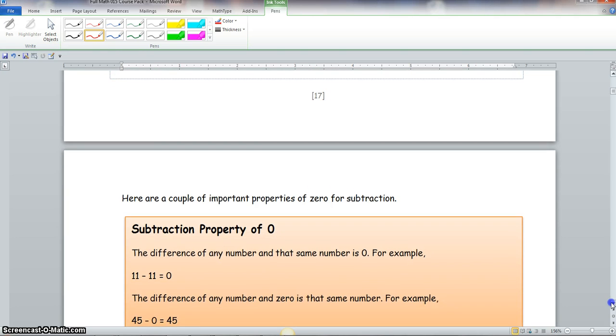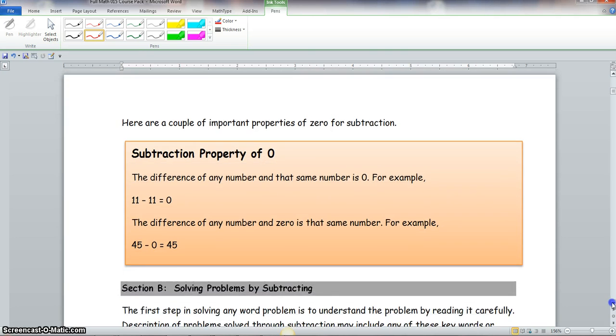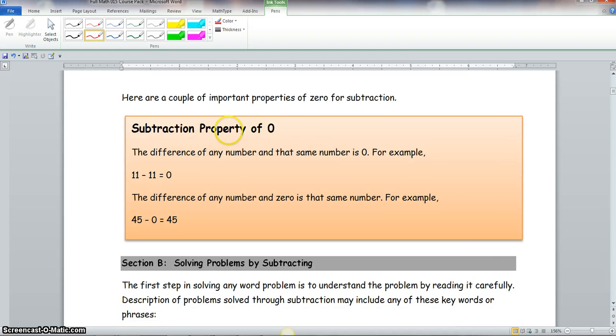Now we scroll down here for a few properties. So we have the subtraction property of 0. The difference of any number and that same number is 0. For example, 11 minus 11 is 0. So a number minus itself is 0.